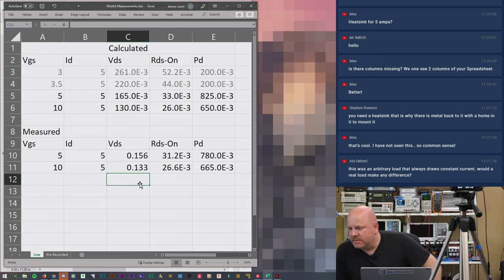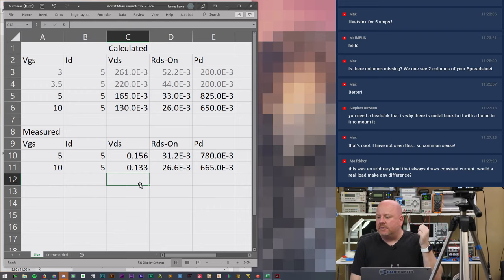So someone's asking, the constant load always draws a constant current. Would a real load make any difference? Not really. The difference that a real load would make is just that it would make the math a little bit more complicated, because RDS on would be changing as the actual load changes.